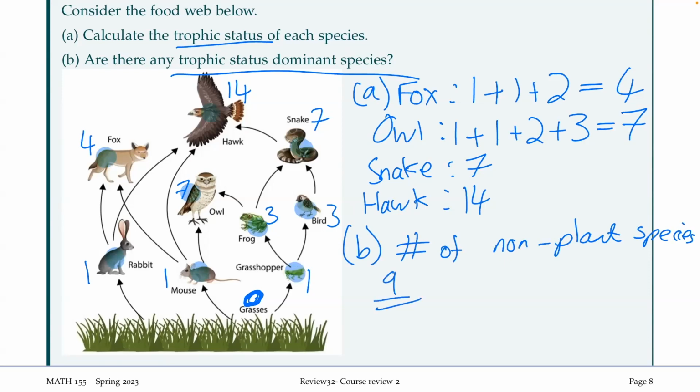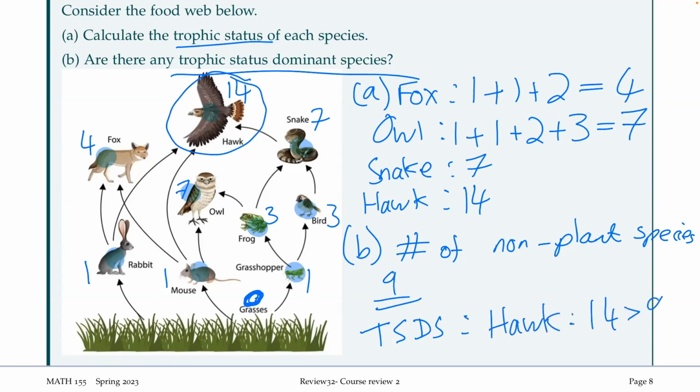And we say that a species is a trophic status dominant species if it has trophic status greater than 9. So there's only one species here that has trophic status greater than 9. 14 is greater than 9. So the only trophic status dominant species are hawks.